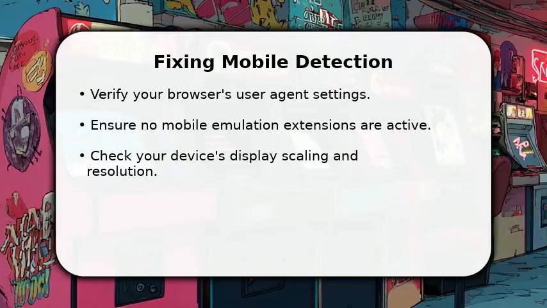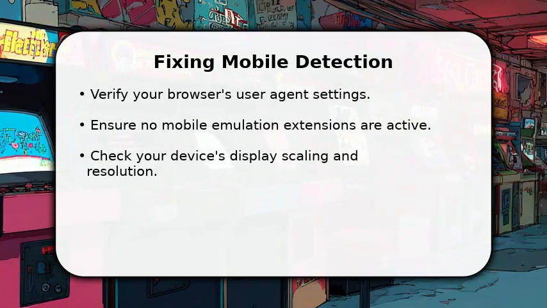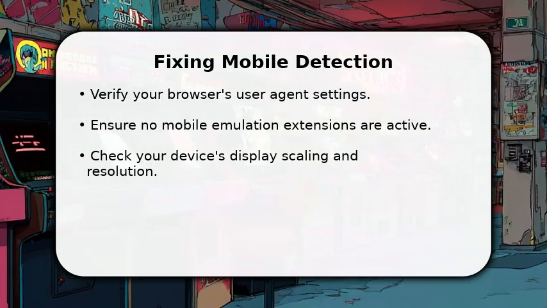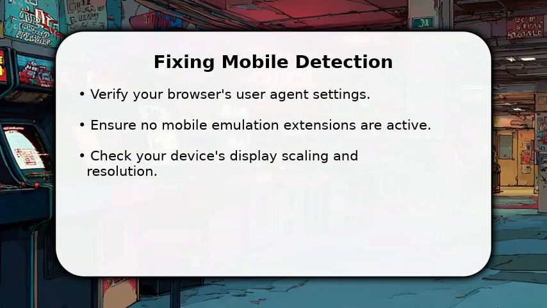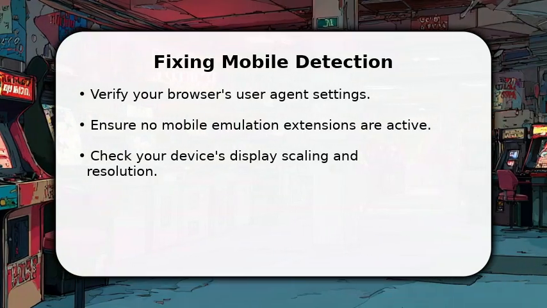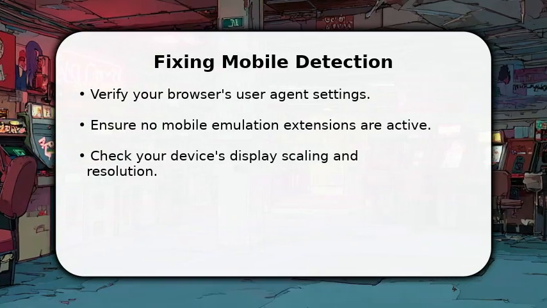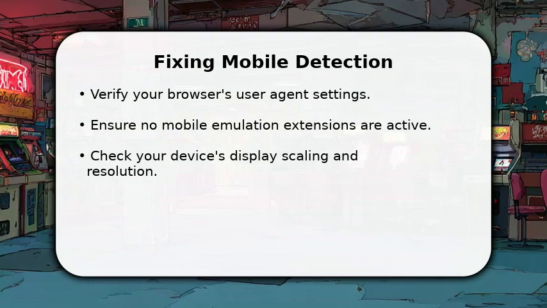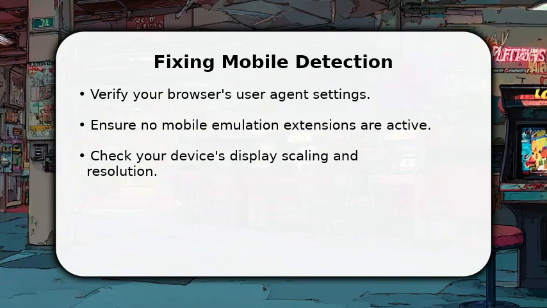Please enjoy the video. In this video, I will explain how to fix Roblox thinking you're on mobile. First, let's ensure your browser isn't tricking Roblox. Many users accidentally enable mobile emulation or have extensions that alter their user agent. We'll also check your display settings, as unusual scaling can sometimes confuse applications. Making sure these initial checks are done correctly can often resolve the issue quickly, saving you a lot of frustration before diving into more complex solutions.